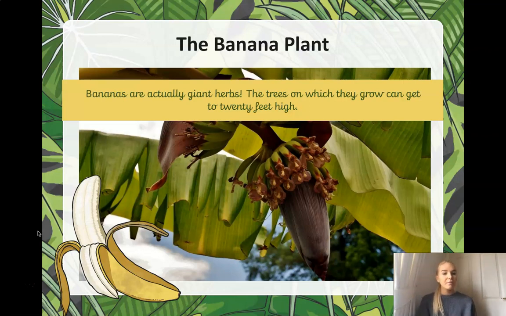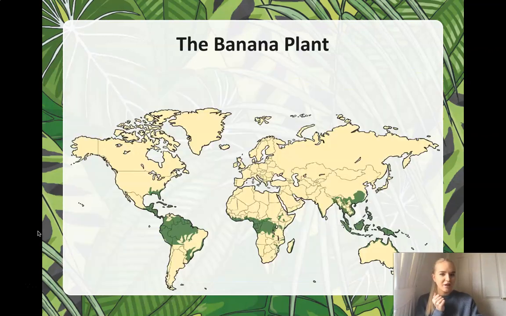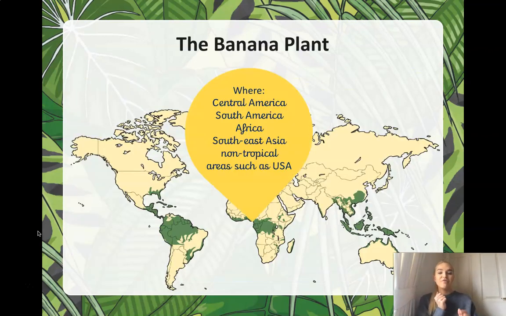Wow, so the banana plant, where do you think we might find the banana plant? Can you think of any countries or continents? Shall we have a look? So the banana plant is found in Central America over here, South America over here, Africa and Southeast Asia. Also in non-tropical areas such as the USA. So definitely the Amazon rainforest would have the banana plant.